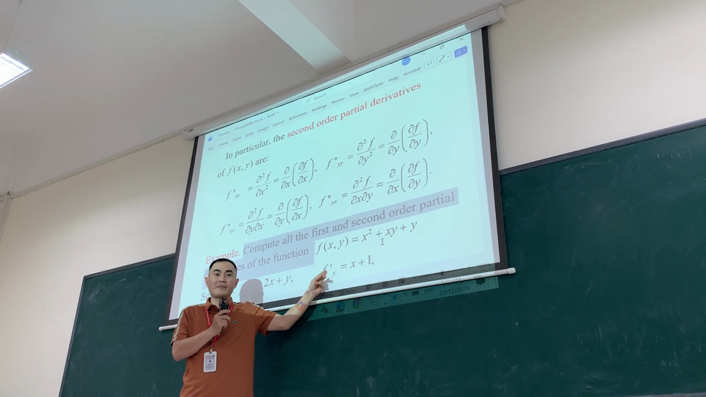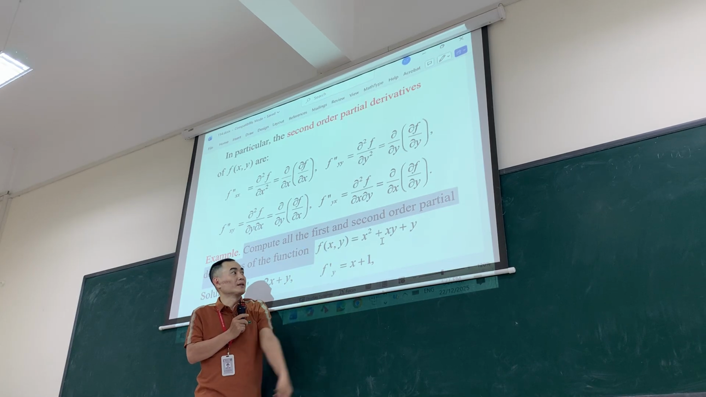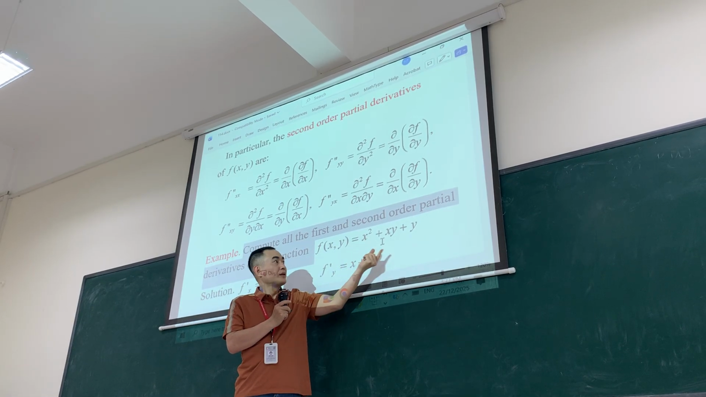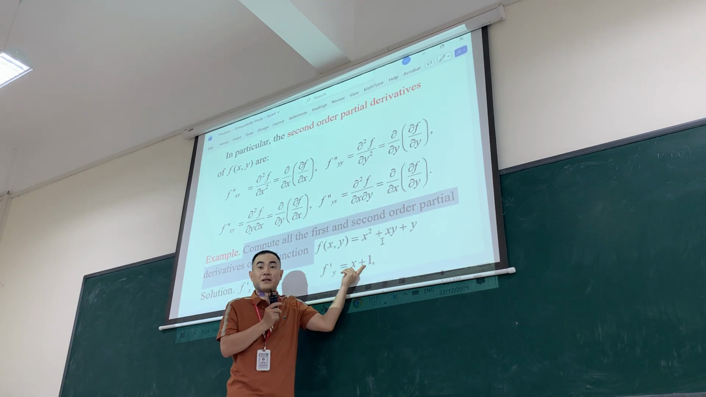F prime y is only to consider x constant. X constant, so the derivative is 0. Derivative of y is 1. So you can do it.